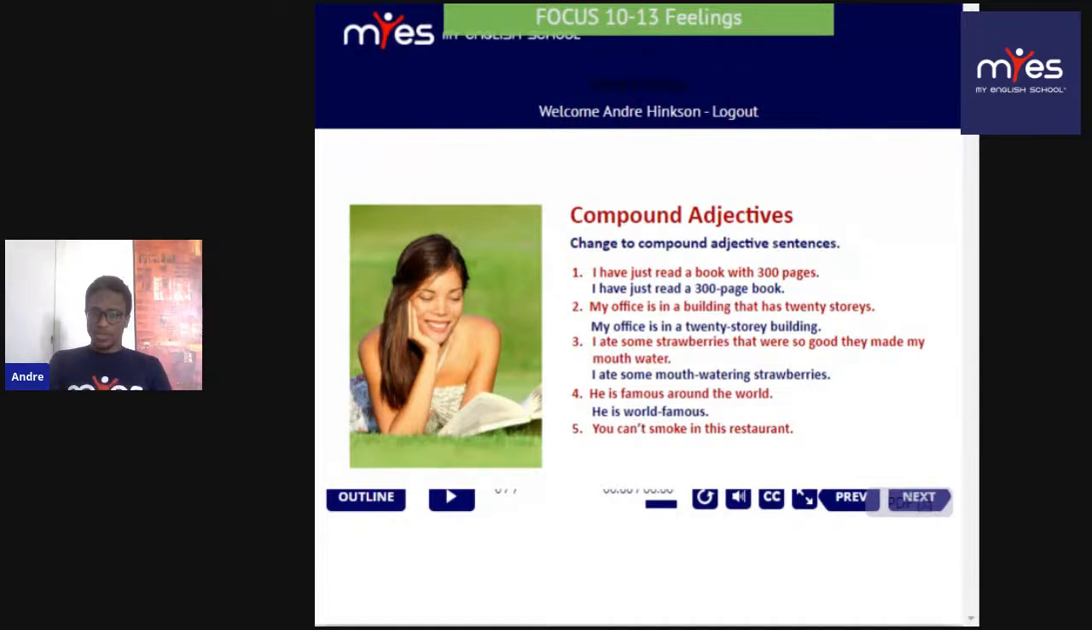Yeah, exactly. You put the two words together. World famous. How famous? World famous. It's more, how should I say, more exaggerated, more expressed in this sense. Emphasizes the type of fame that he has. So he is world famous is the compound adjective. And the last one, you can't smoke in this restaurant.